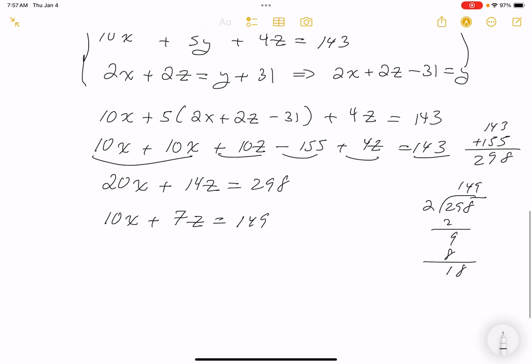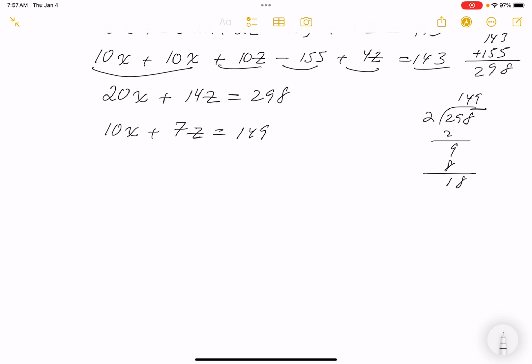$149. Okay, I'm going to solve for z, and this is a Diophantine equation. You might say, can you just look at it and know what the numbers are? Not really. I'm going to have to think about it myself. It's 149 minus 10x over 7.